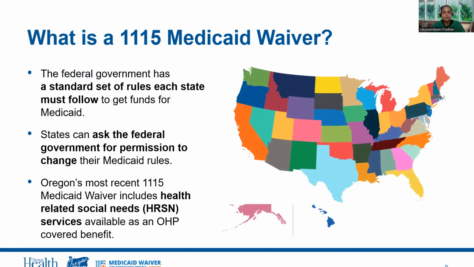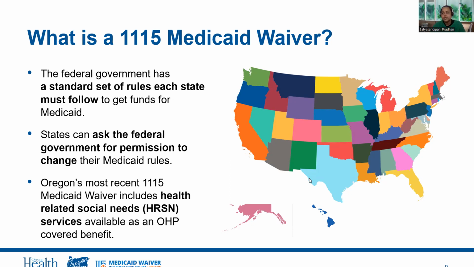Perfect. So now we move on to what is an 1115 Medicaid waiver. This is just to give you a snippet of what we do. First, the federal government has a set of rules for each state, and these states must follow these standards to get funds from Medicaid. And then states can also ask the federal government for permission to change their Medicaid rules. Waivers are an opportunity for states to try new ways to use these funds, which are not necessarily the same as other states, but could be too, to use Medicaid funding to design programs that are more suitable for specific population needs.